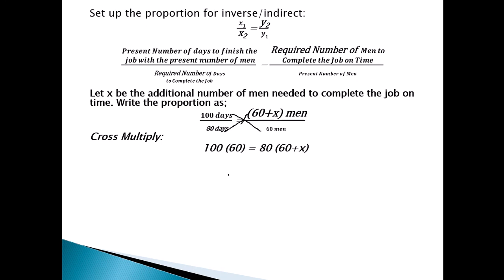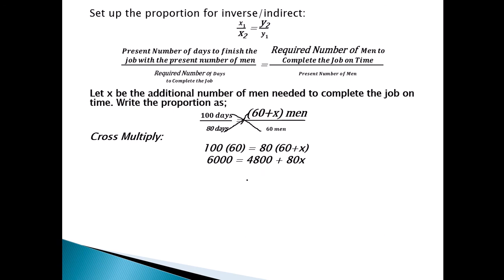That's going to be 100 times 60 is equal to 80 times 60 times x. After that, we simplify by multiplying them and then applying the distributive property here. And we're going to have 6,000 is equal to 4,800 plus 80x. If you think we're done, no, we're not yet done because we can combine similar terms.